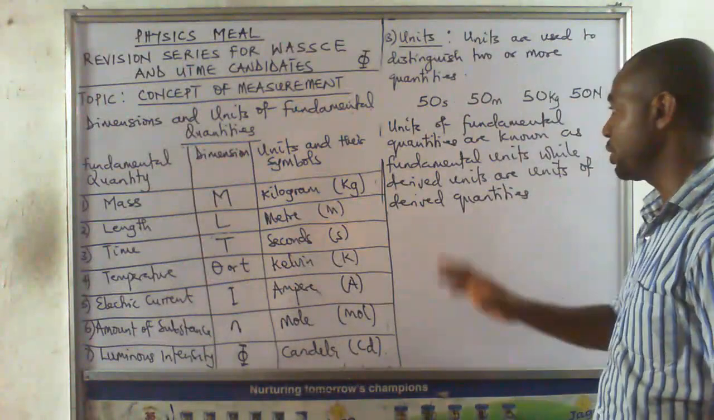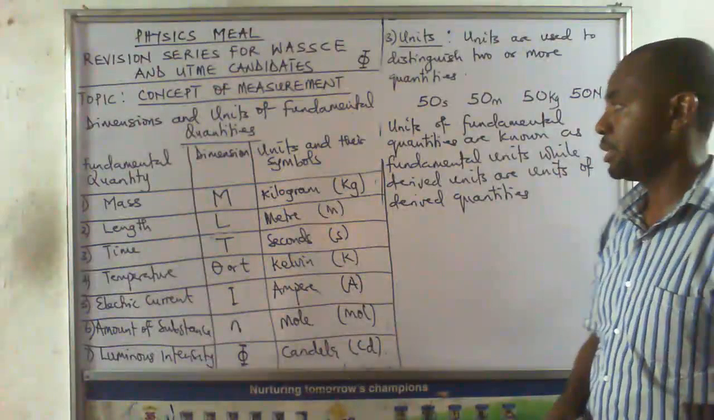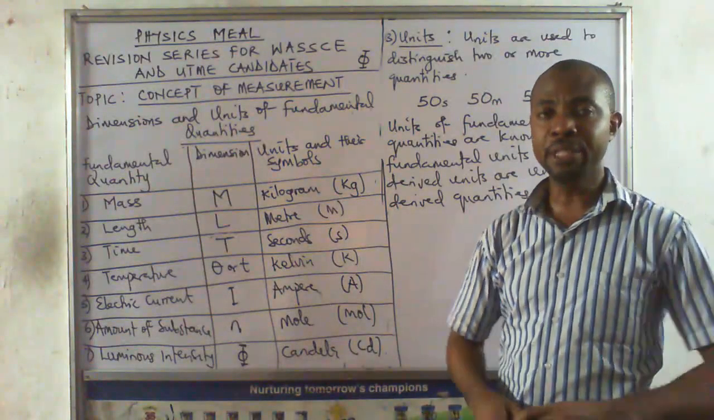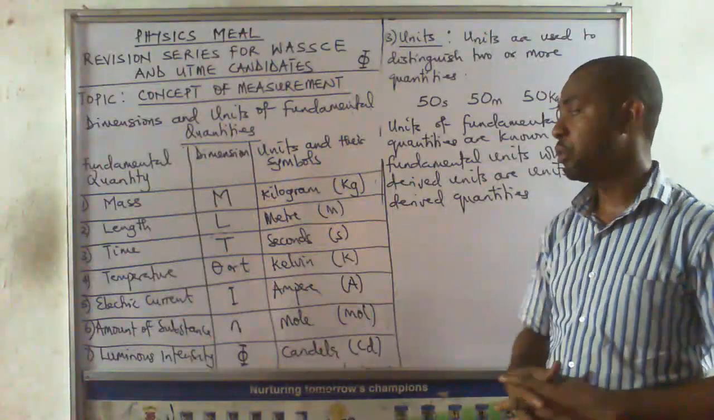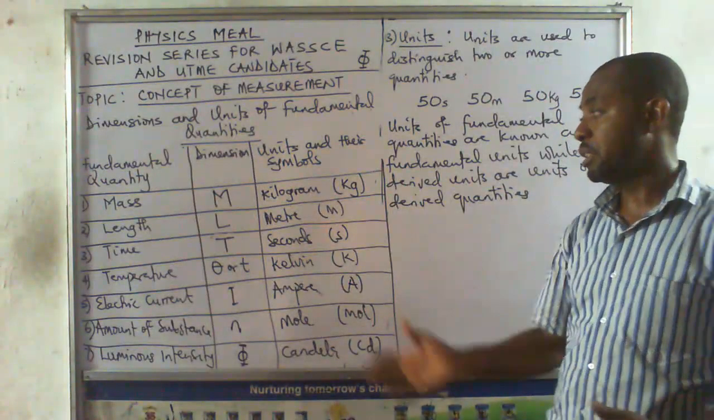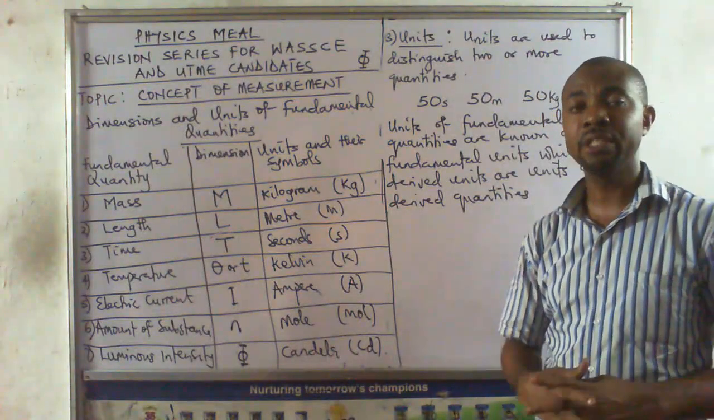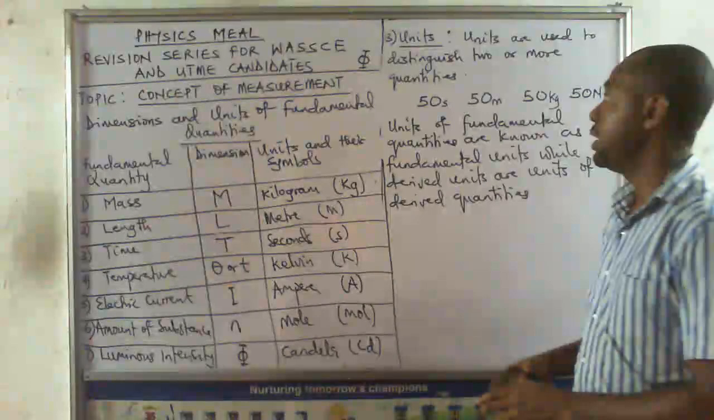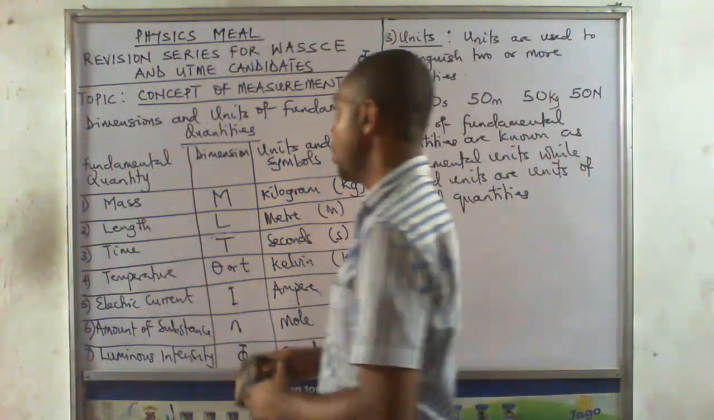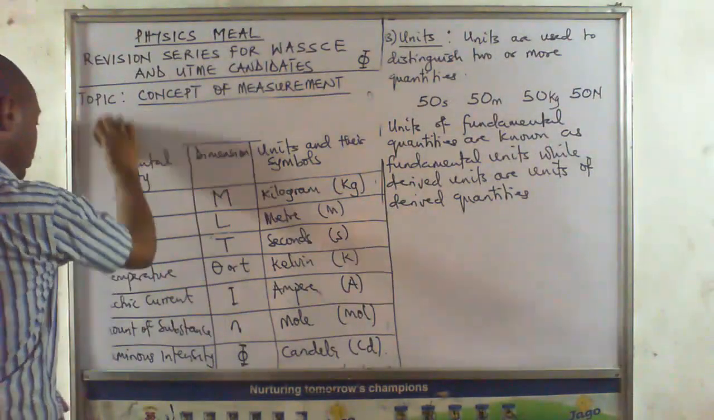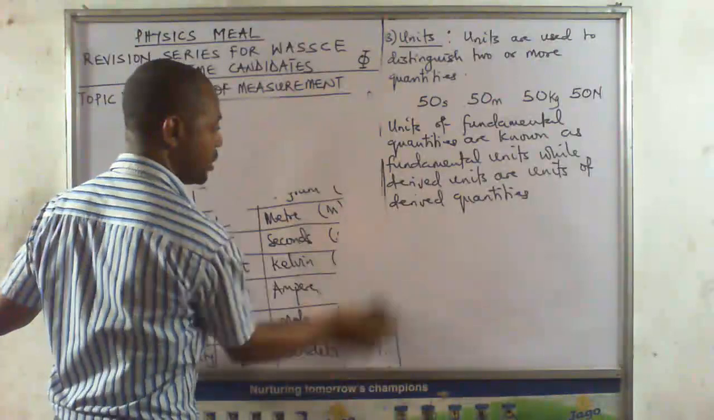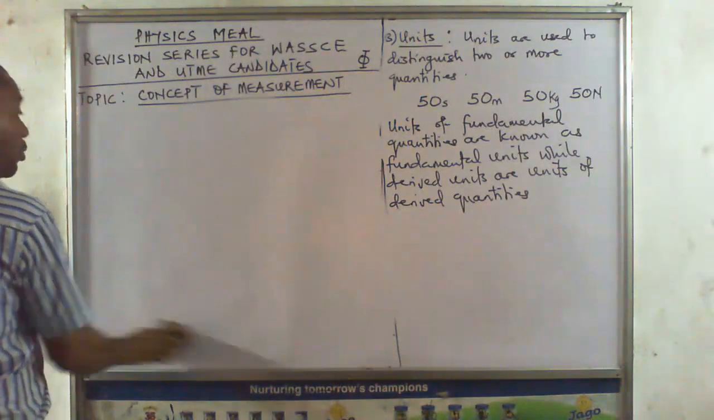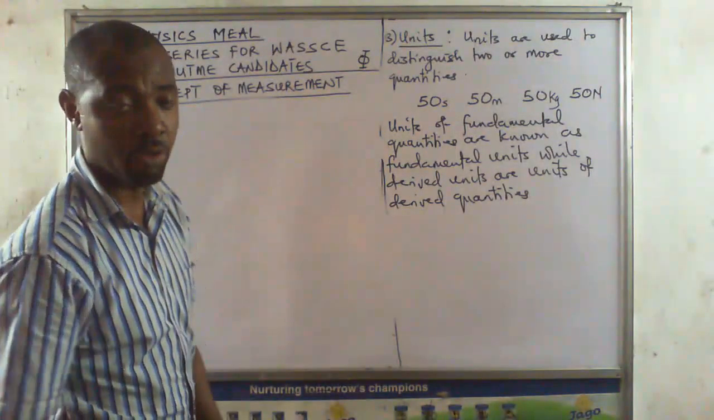So we are going to continue from where we stopped on the concept of measurement. We have defined quantity. We talked about fundamental quantities and derived quantities. We also defined dimension and units. The first video dealt with that, and we looked at the table of the fundamental quantities, their dimensions, and also their units. So today we are going to look at how to obtain the dimension and units of derived quantities. We have looked at the dimensions and the units of fundamental quantities, so our business today is how to obtain the dimension and units of derived quantities.